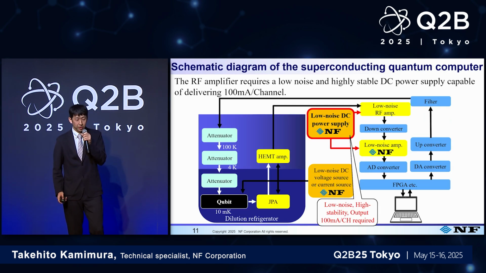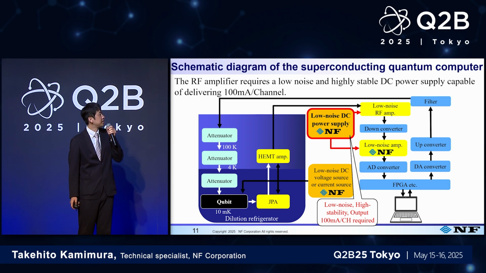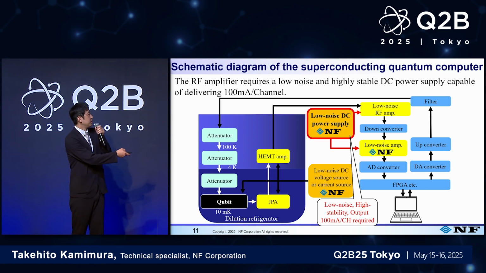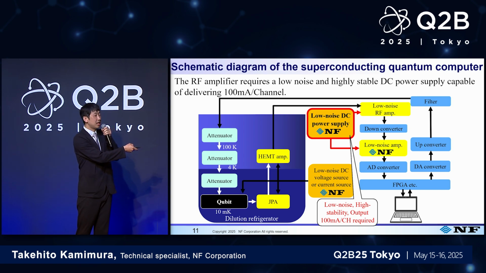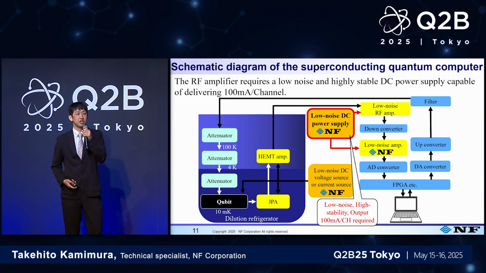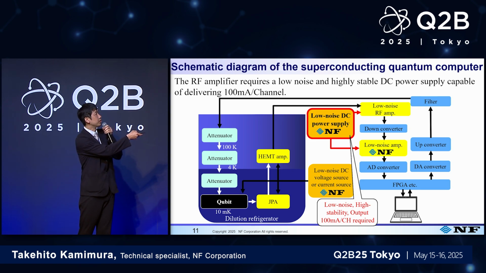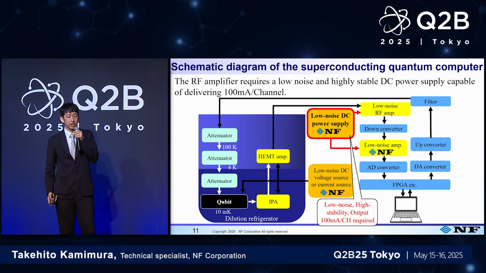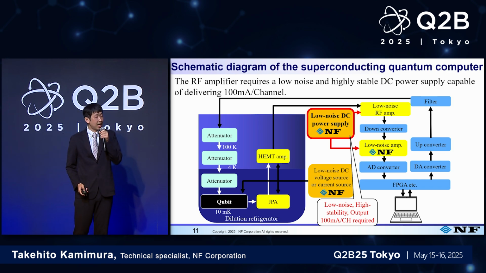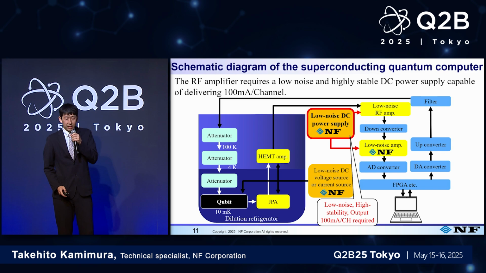What you see here is the diagram of the system of the quantum computer. The quantum bit is located within the refrigerator, but because the signals from the bit are very small, we need to have the JPA, HEMT amp, and also RF amps to enhance or amplify the signals. To do this, we also need DC supplies and voltage sources.